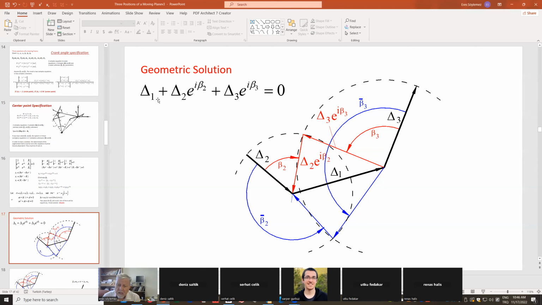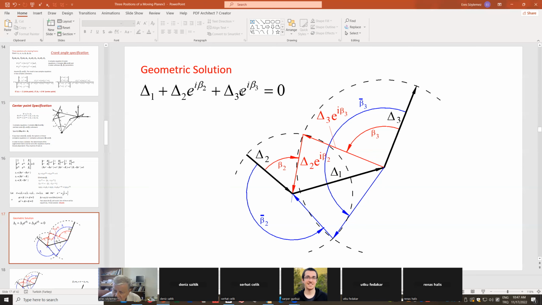That means consider delta 2, delta 1, delta 3. These three vectors, I don't know what they are, but they will be three vectors that I can draw as such. When I multiply delta 2 by e to the i beta 2, I will be rotating it. The length is going to be the same. This tip is going to describe a circle. I don't know where that is.